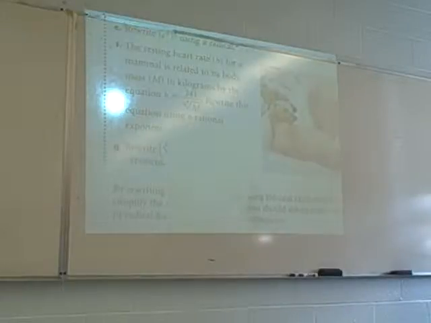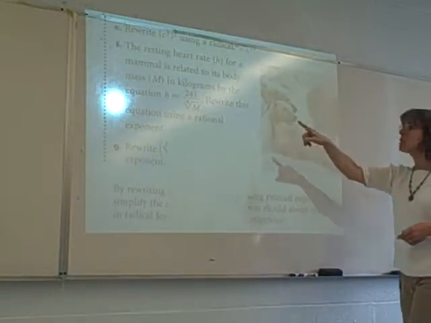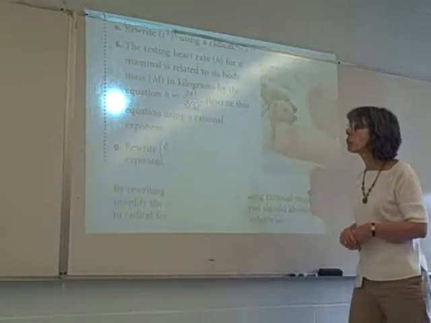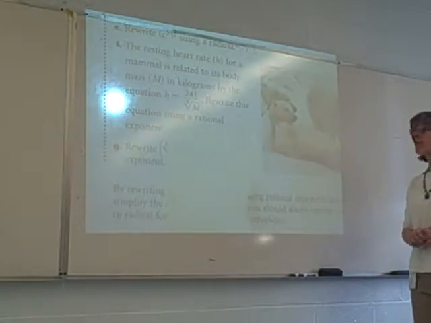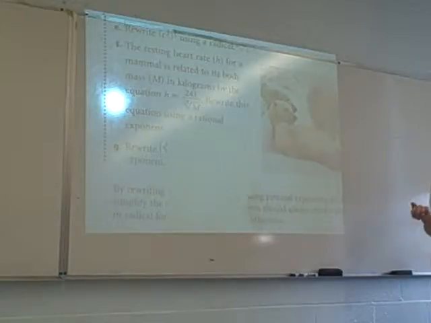The resting heart rate for a mammal is related to its body mass. Think about it. Think of a little mouse, a tiny little mouse, and a polar bear. The resting heart rate for a mammal is related to its body mass, m in kilograms, by this equation. The directions are rewrite: h is approximately equal to 241 times the fourth root of m, m being mass. Rewrite this equation using a rational exponent.